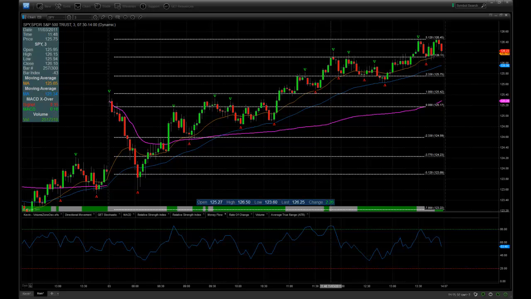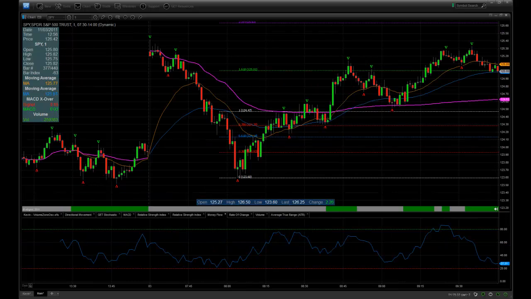Okay, so let's start with the spiders. This is a 3-minute chart. Let me just clean it up and focus on the first part of the morning. Okay, here is the 1-minute chart focusing on first thing this morning.